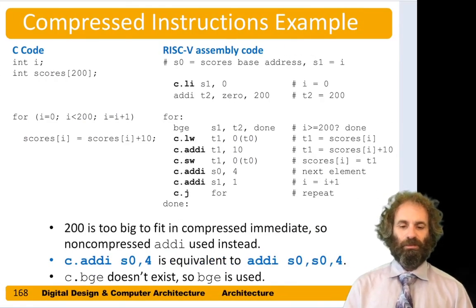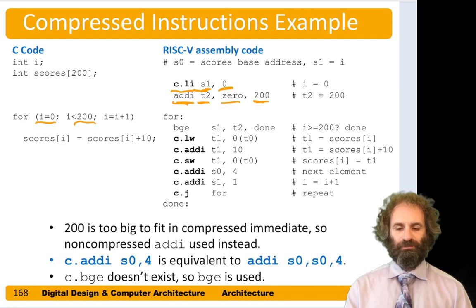So here's an example of a program that uses compressed 16-bit instructions. So we have I equals 0. So there's a compressed load immediate. Let's keep I in S1, and we'll load in 0. Next we need T2 is 200 for comparison. So we need to put 200 into T2. But 200 is too big of an immediate to store in a compressed instruction. So we used a regular add immediate. T2 gets 0 plus 200 to handle the large immediate.